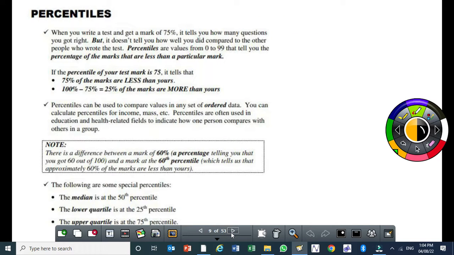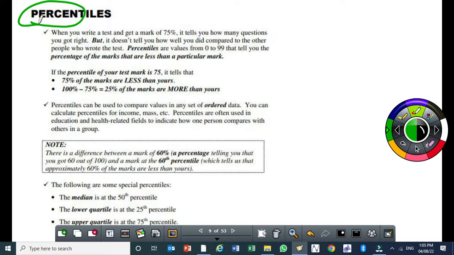I'm not going to spend too much time here on percentiles, but you need to find some time to sit down and read about this. The word percentiles has a prefix there, which is what? Percent. Percent means per 100. So percentiles can divide a data set into 100 equal parts.